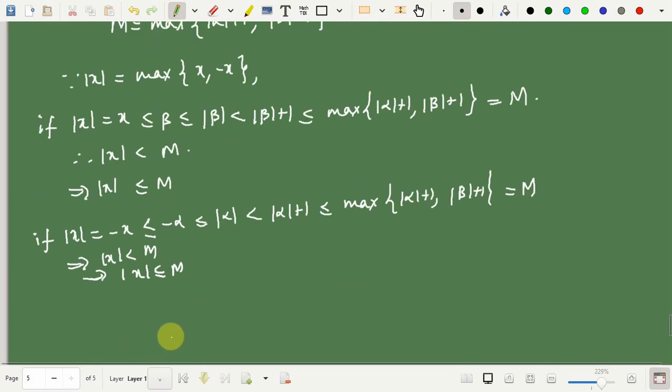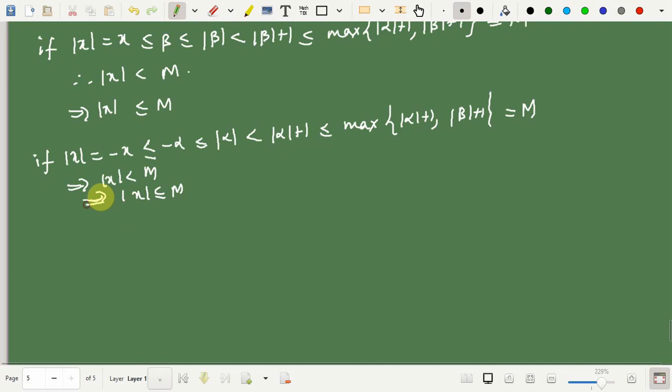So this proves the direct part, and therefore what we have is that in both the cases we have shown that mod of x is less than or equal to m for all x in A. So this proves the direct part. The converse part is very simple.